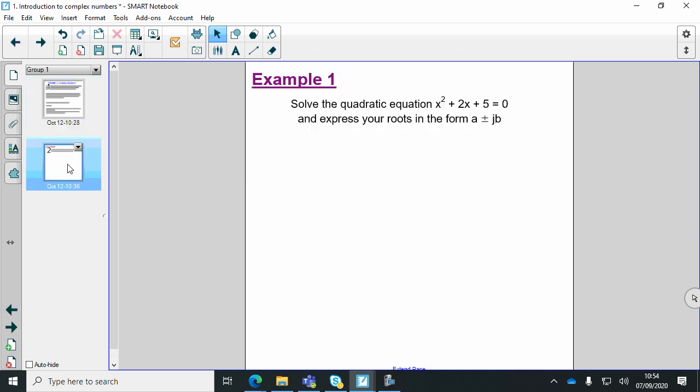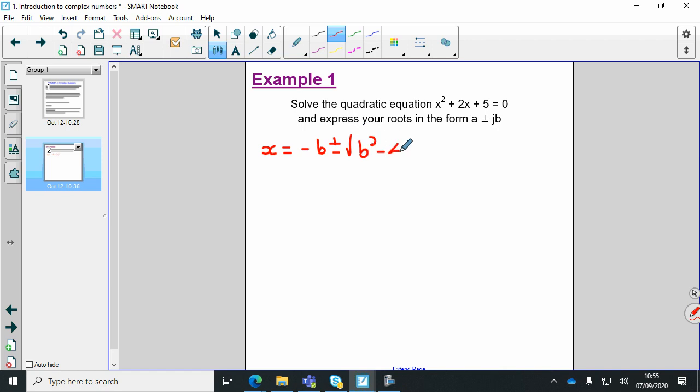Take this example: solve the quadratic equation x squared plus 2x plus 5 equals 0. You should be able to solve that using the formula x is equal to minus b plus or minus the square root of b squared minus 4ac, all over 2a. You should recall that quadratic formula. It applies when we have equations of the form ax squared plus bx plus c equals 0.